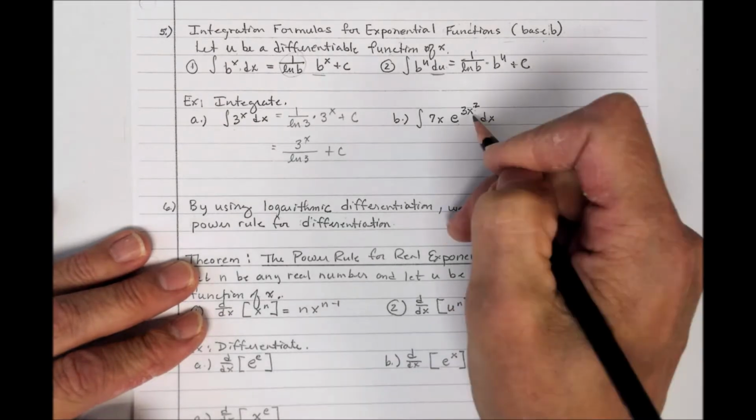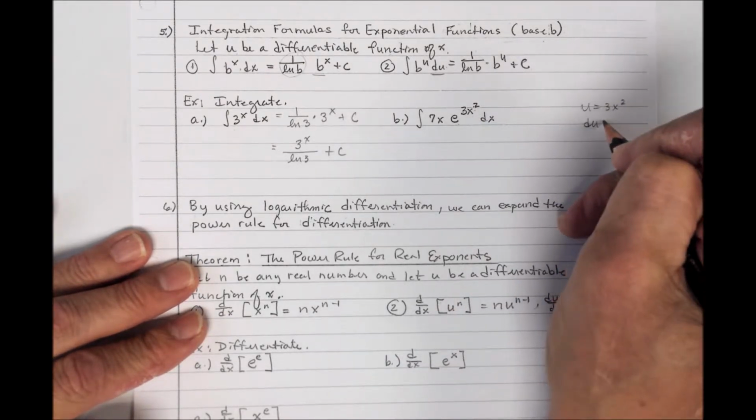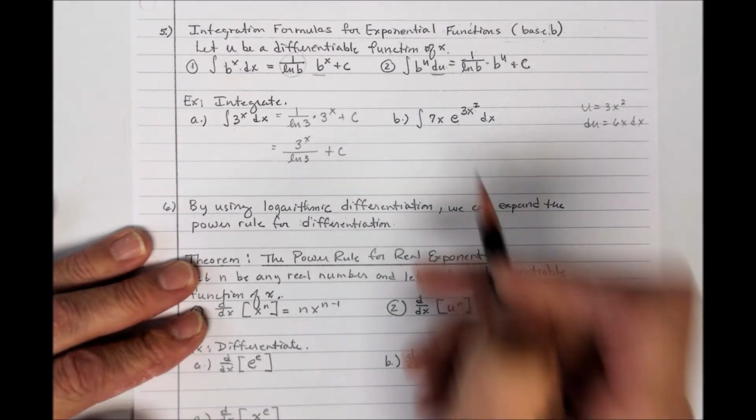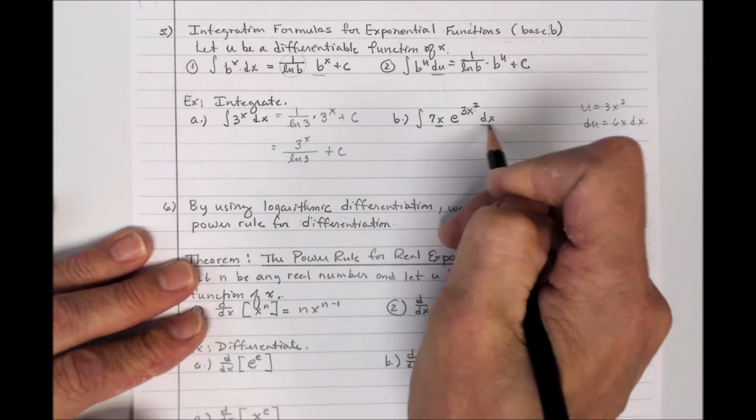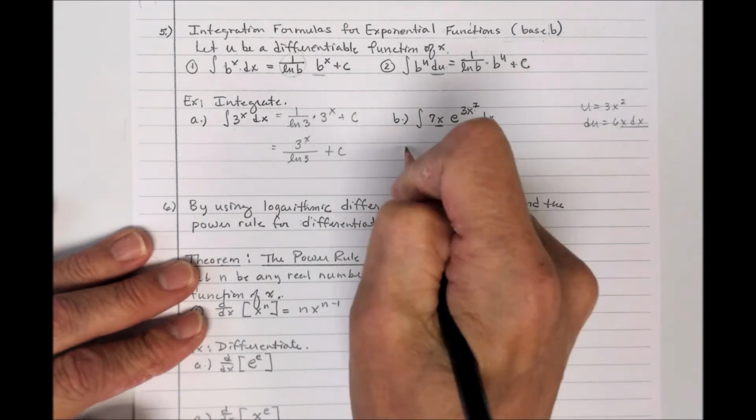In this case, my u is 3x squared, so my du is 6x dx. Remember, you have to have your du set up. I've got most of it. I have the x and I have the dx. I just don't have the 6. So I'm going to bring the 7 out in front.